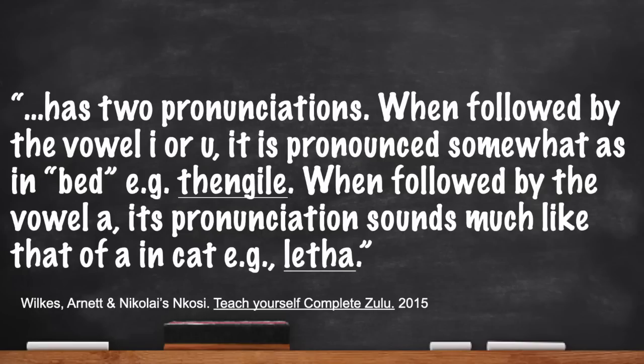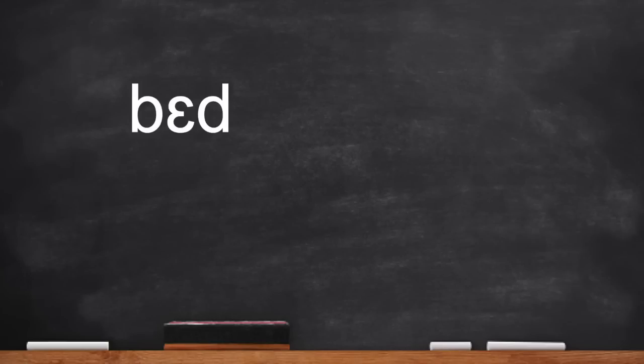When followed by the vowel I or U, it's pronounced somewhat as in bed, e.g. tengile. When followed by the vowel A, its pronunciation is much like that of the A in cat, e.g. leta. If I read the book and pronounce those vowels the way I pronounce those words, I'll pronounce Zulu wrong, since I say bed and cat and South Africans say something a little bit closer to bade and ket. The other use of the IPA is where it really shines, and that's in tip number 3.